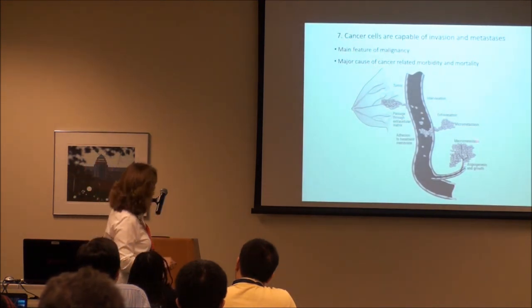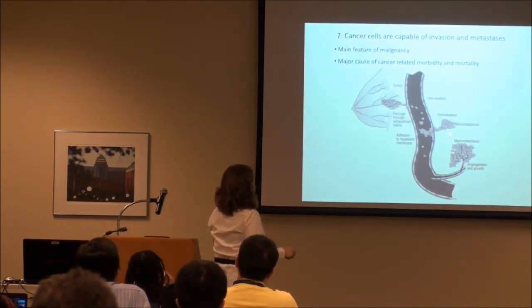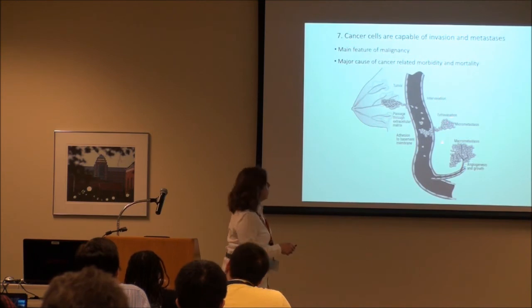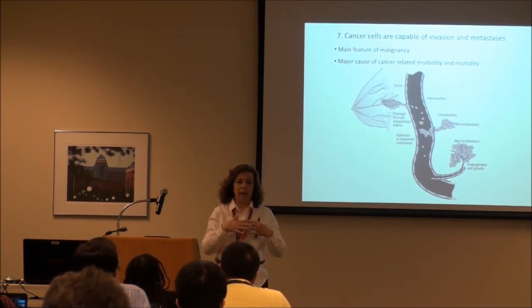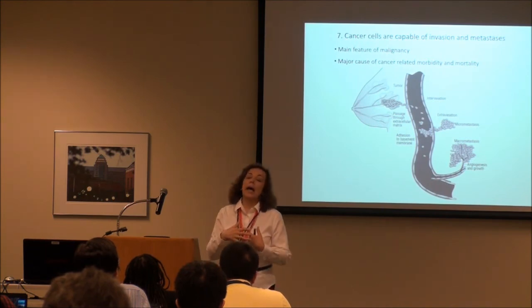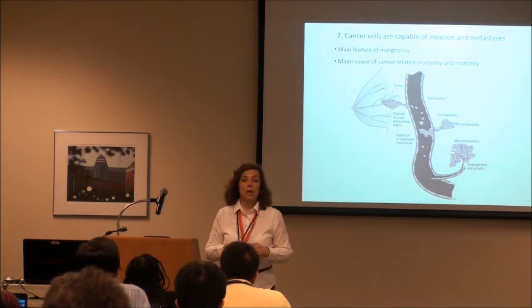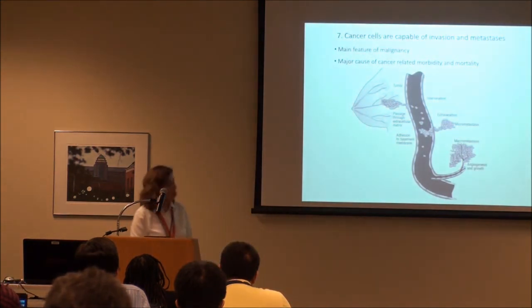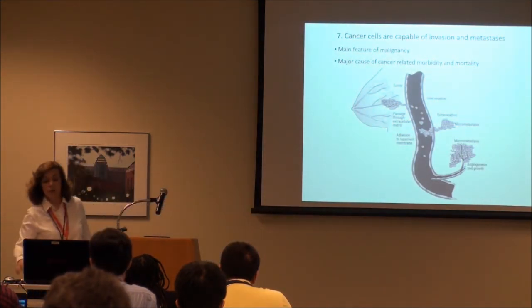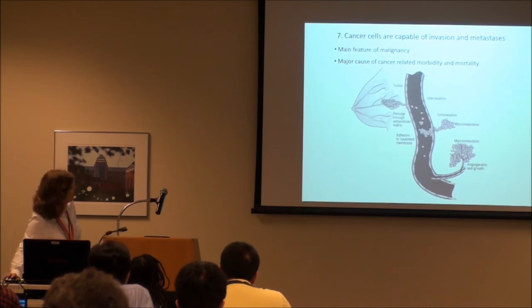Okay. So this is the example where cancer loses anchorage dependence and also density dependence, and just starts growing on its own and starts growing new blood vessels. And of course, as I said, this is the major cause of morbidity and mortality.